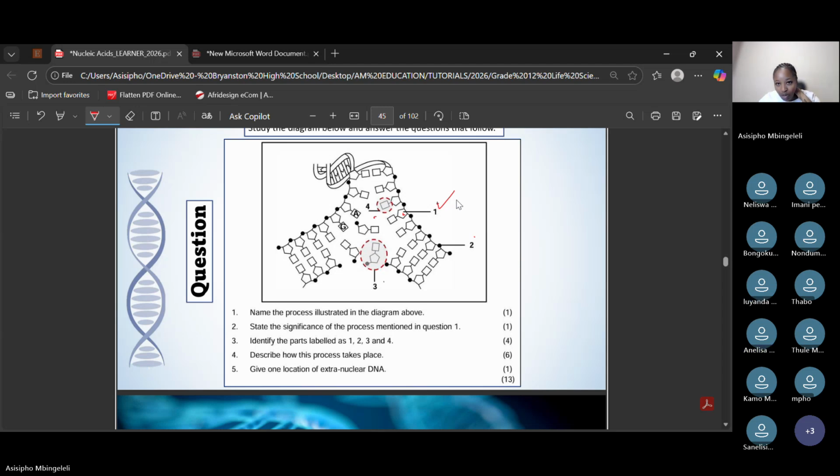Phosphate group. If you just wrote phosphate, that is correct. The word group is not important. So if you just wrote the word phosphate, that is fine. Then 3. Anyone to give us the answer for 3? Nucleotide. Perfect.